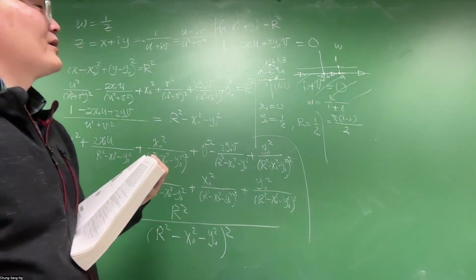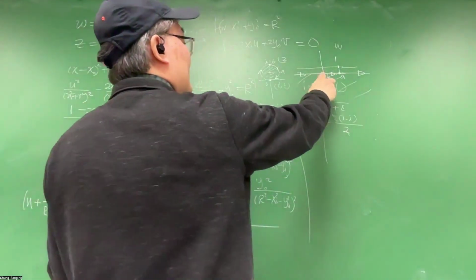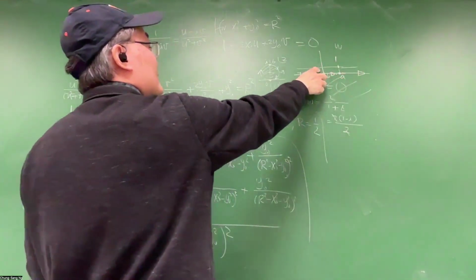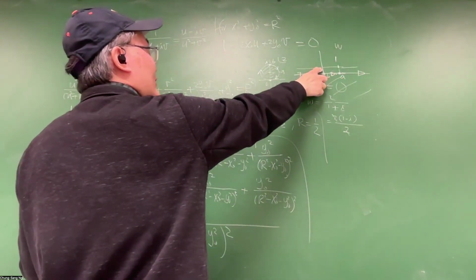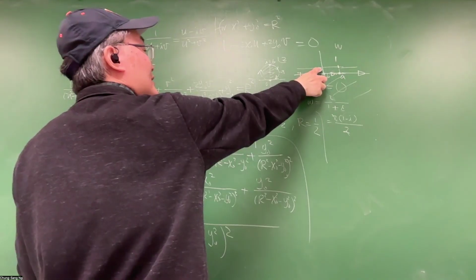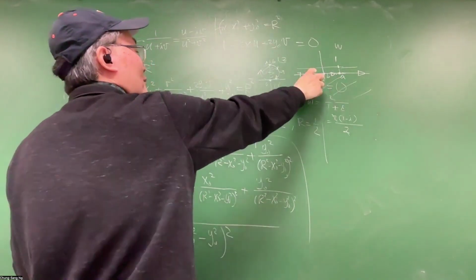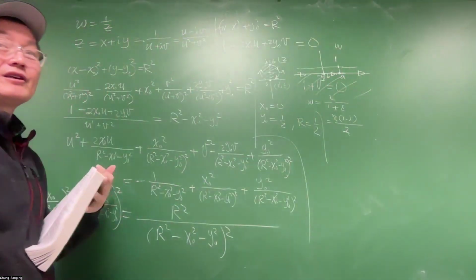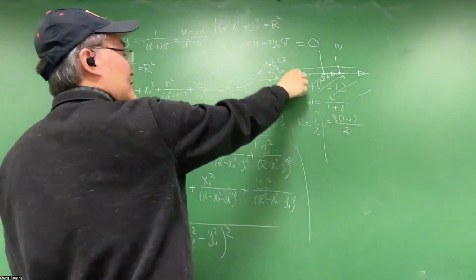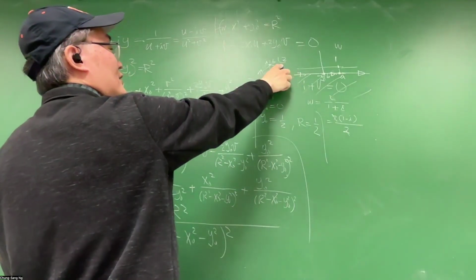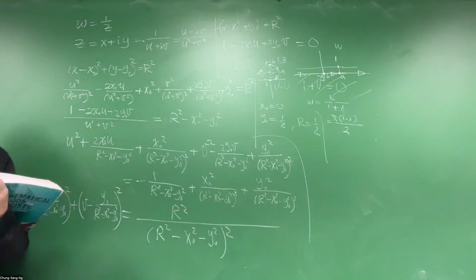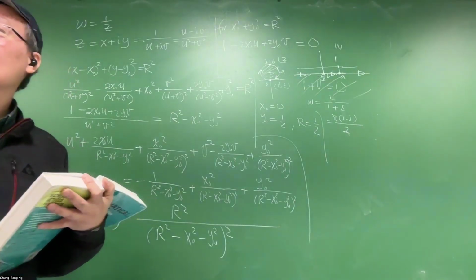Another way to think about it: the lower part doesn't contain 0, the upper part contains 0. So when W is 0, Z is infinity. So the region that maps to the upper region must contain infinity. So it must be the exterior. The exterior, where Z equals infinity, will map to 0. Right? So that's another way to look at it.